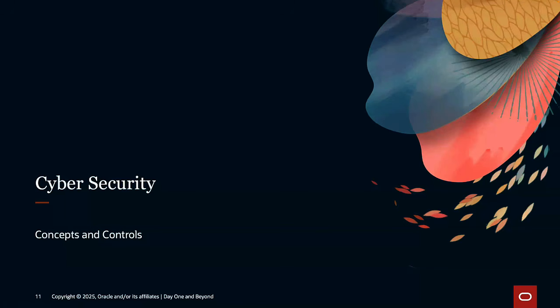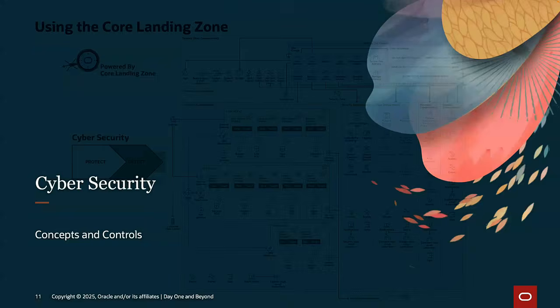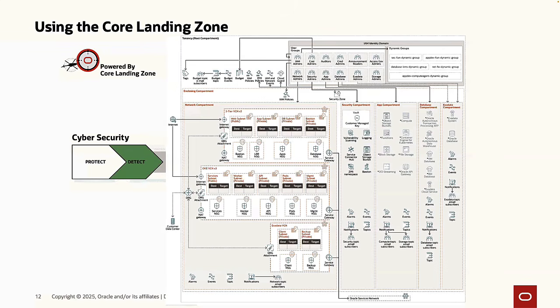One more thing on cybersecurity concepts and controls. We're going to just cover the landing zone here real quickly. This is our core landing zone, and it's a bit of an eye chart. I know it's kind of hard to see, but you can see how the landing zone automatically will create the compartments that you need and the distributed administrative groups that you use to manage the resources within those compartments.